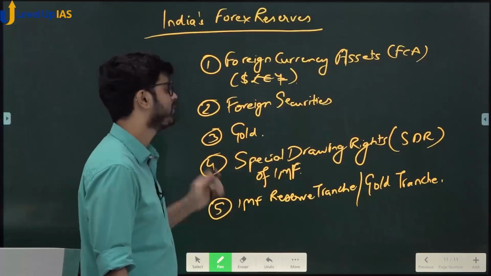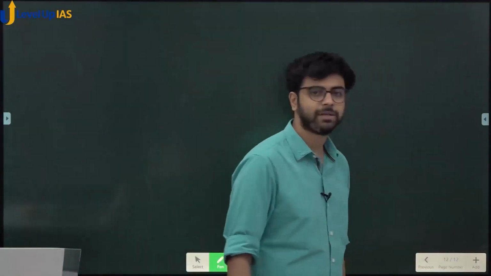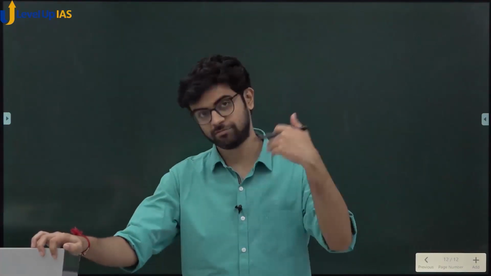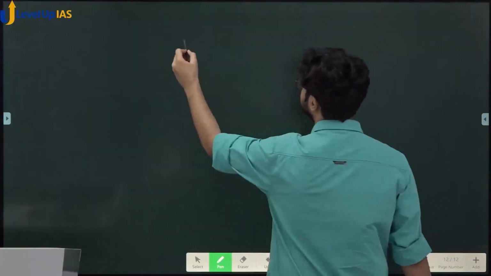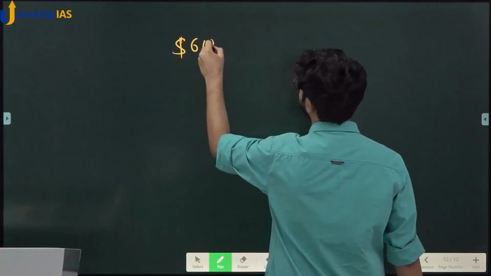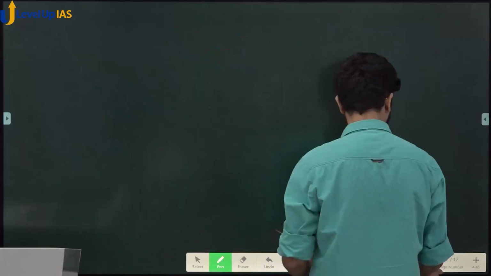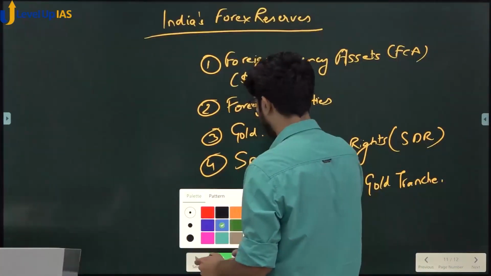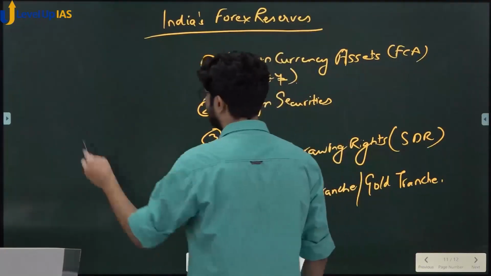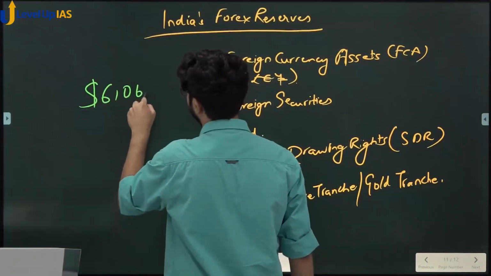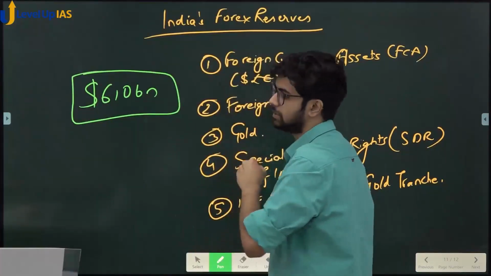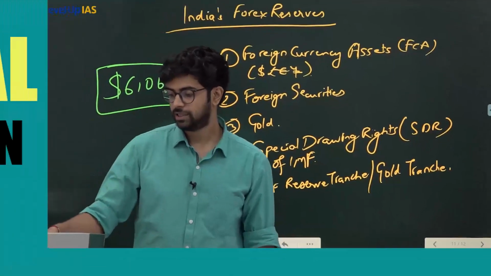Gold, foreign securities. In the last lecture, I told you that we have approximately $580 billion. So this is actually stale news. This was the case 2 weeks back before recording this lecture. So probably when you see it, the figure will be different. As of now, the figure is around $610 billion. India's forex reserves keep on changing. As on today, they are around $610 billion. Just imagine.